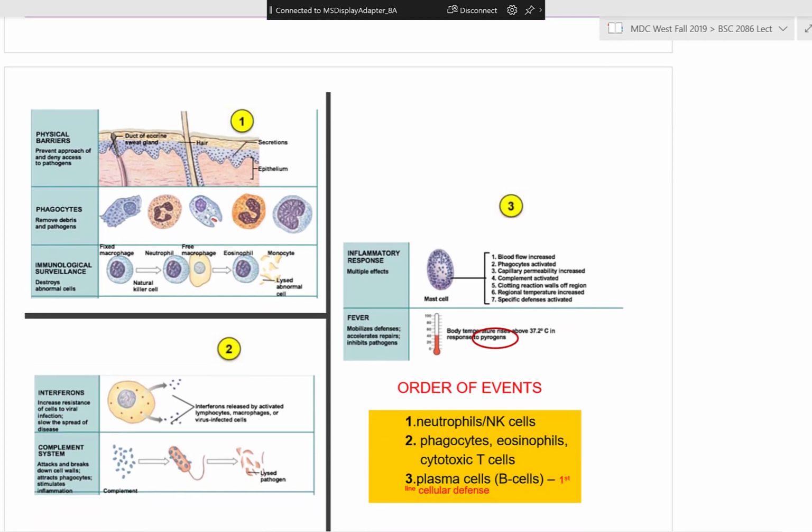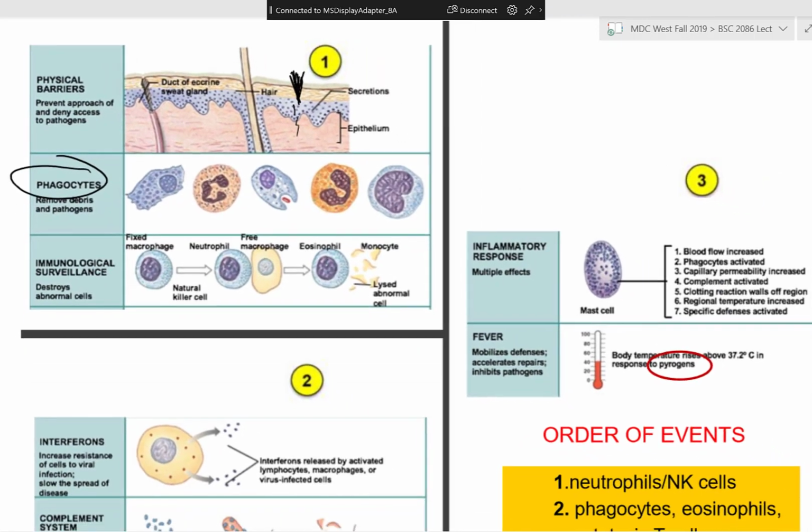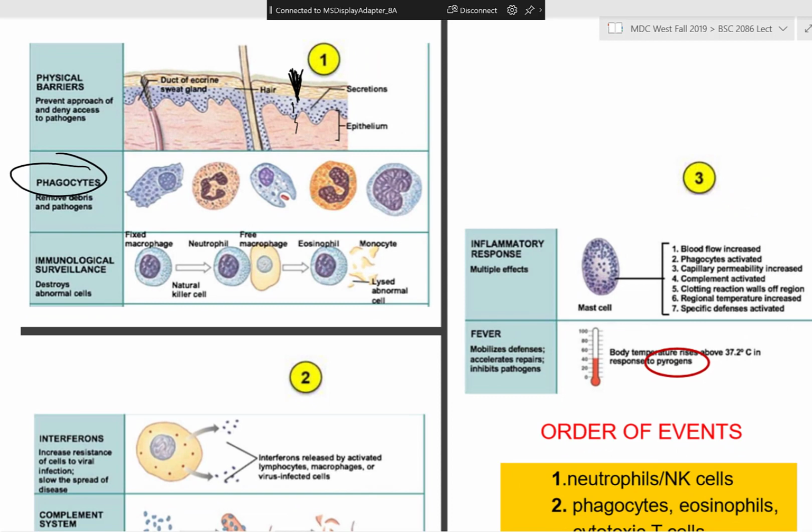So step 1, physical barriers. You have your skin, which is stratified squamous epithelium, and hopefully that protects against a laceration all the way through your skin. So once that happens, then you have what inside your skin already? You have different types of what? Phagocytes. Phagocytes remove what? Debris and pathogens. Of course, you have different types of cells that can be phagocytes, especially your macrophages and your monocytes.